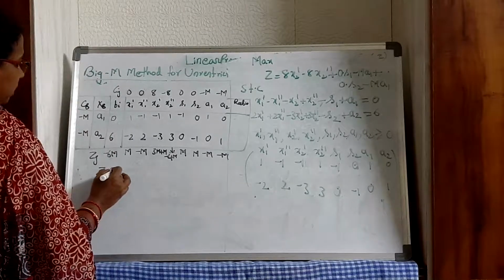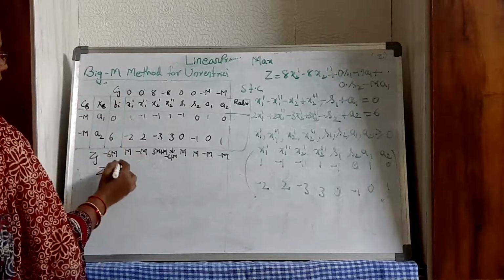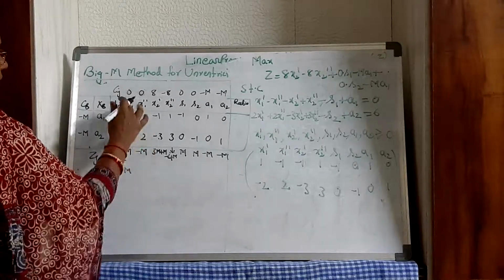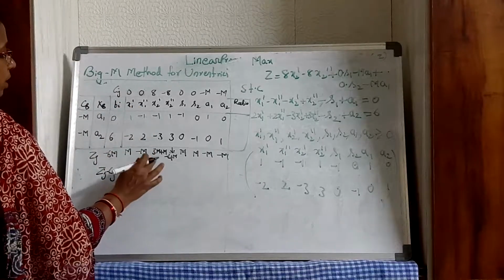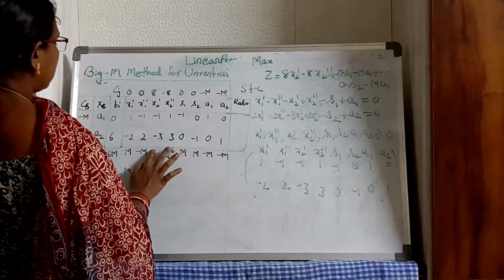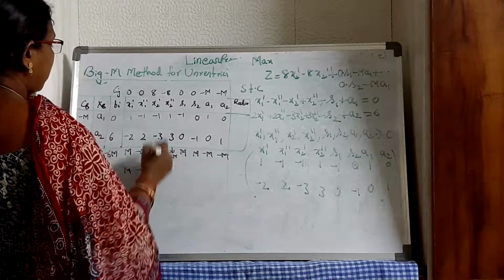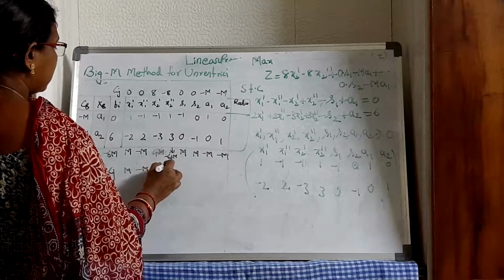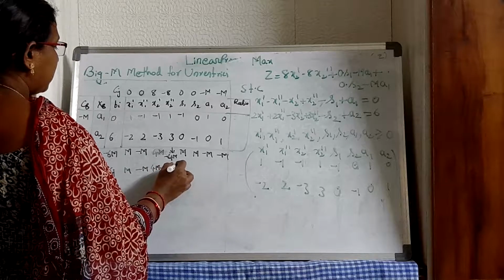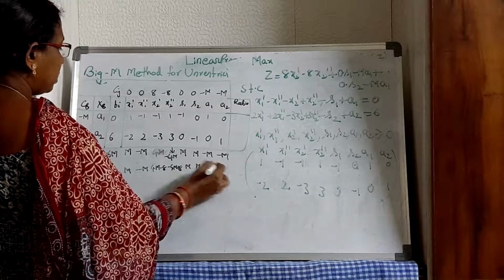Now find Zj minus Cj. So M minus 0 is M. Minus M minus 0 is minus M. 3M plus M, this is 3M plus M, no? So I can write this as 4M. Sorry, so 4M minus 8, minus 4M plus 8, this is M, this is M, this is 0, this is 0.